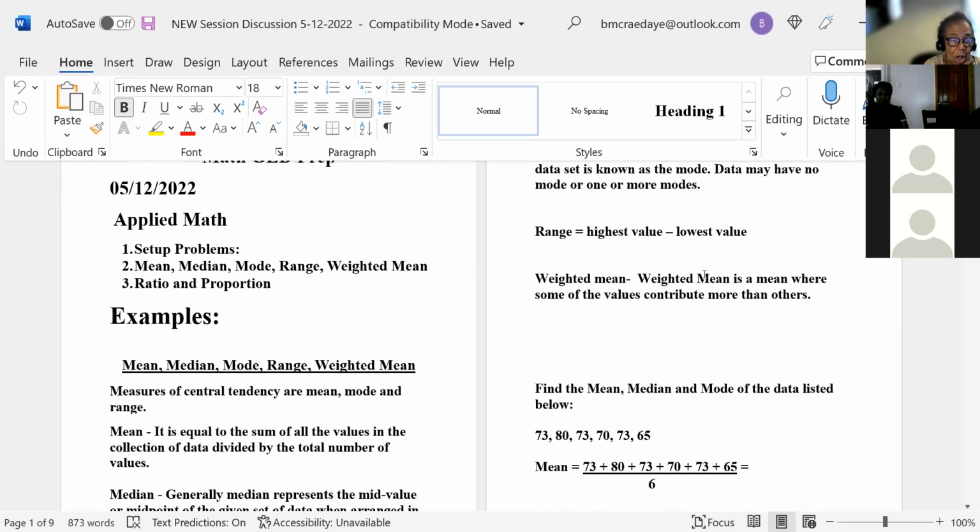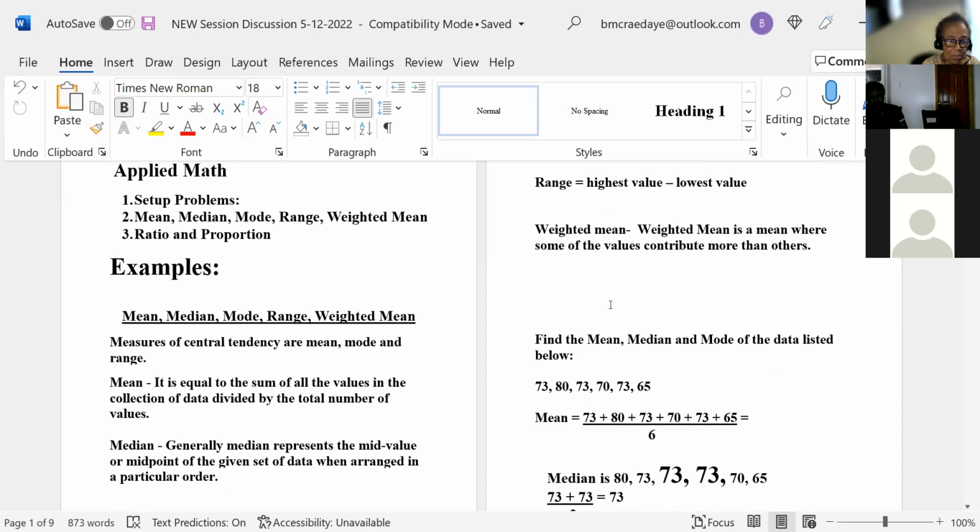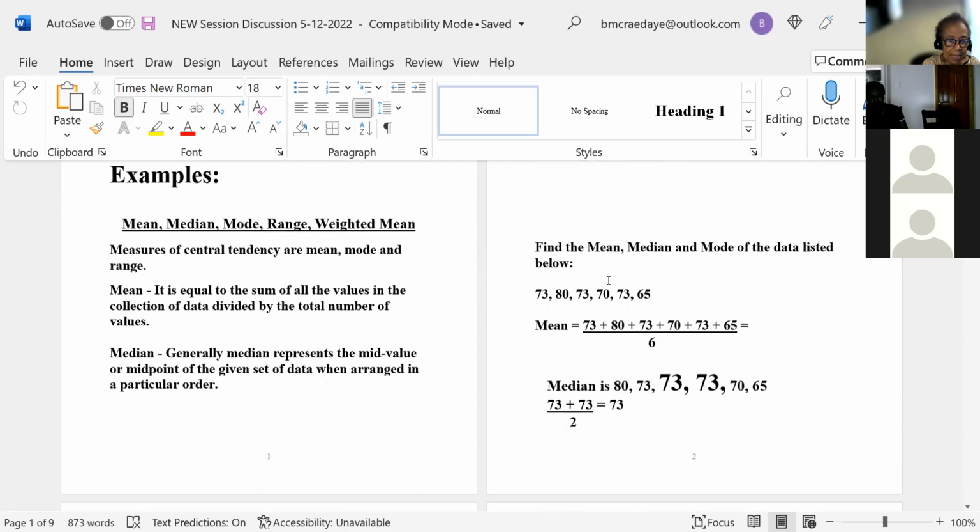Now there's something we call the weighted mean, and we'll look at some examples of those. That's a mean where some of the values that you use to calculate the mean contribute more than others. In other words, we assign what we call a weight to each of the values. When I get to that, you'll understand it clearly.